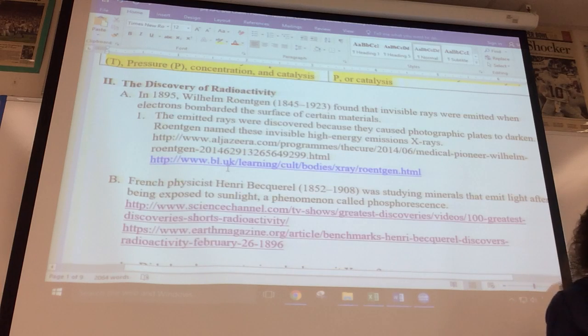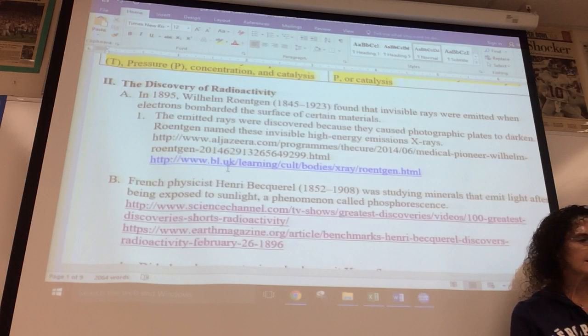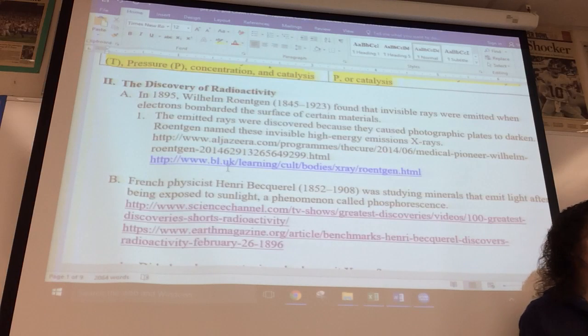We want to briefly talk about the discovery of radioactivity. In the very late 1800s, a major discovery took place.